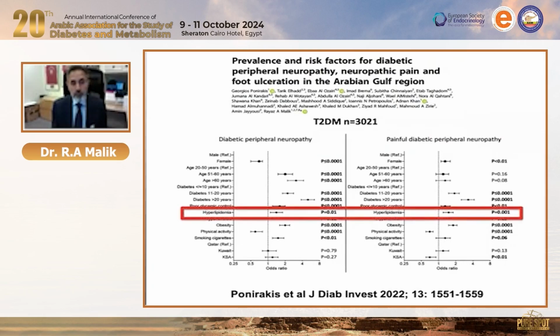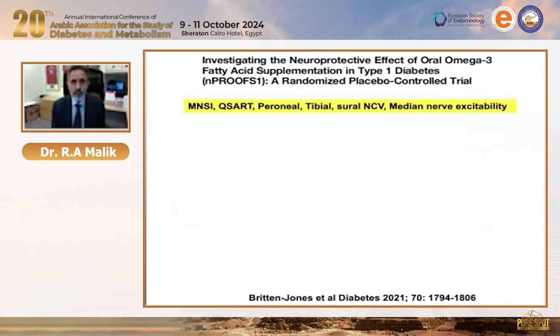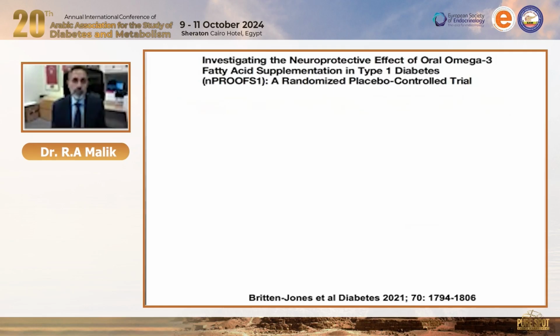If we then look at hyperlipidemia, this is a risk factor, but which aspect of hyperlipidemia? Is it the cholesterol? Is it the triglycerides? Well, it would appear that actually it is the triglycerides. And this is a study not in type 2 diabetes, but in type 1 diabetes from Australia, which randomized people to oral omega-3 or placebo. And they assessed MNSI, QSART, peroneal, tibial, sural nerve conduction, median nerve excitability. But to their surprise, they found actually no change in these.